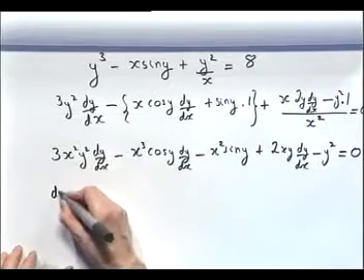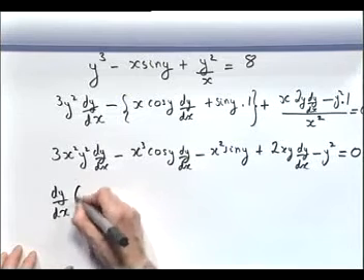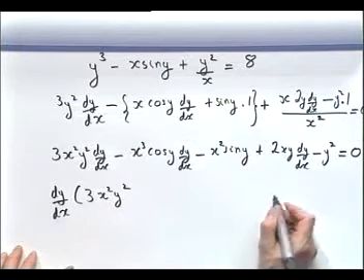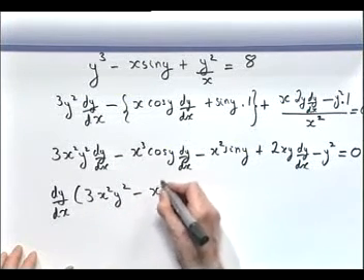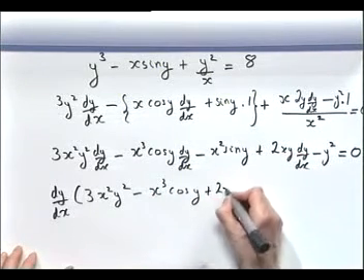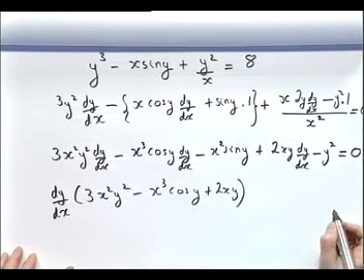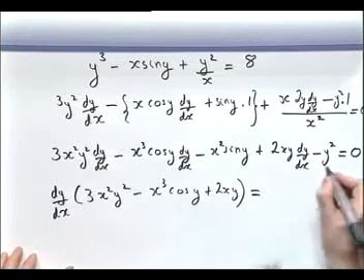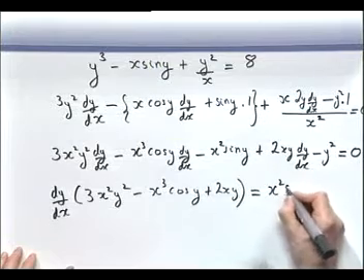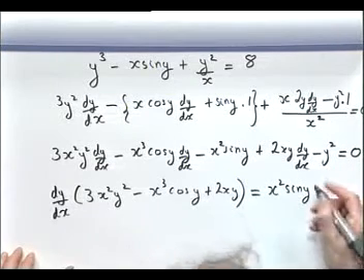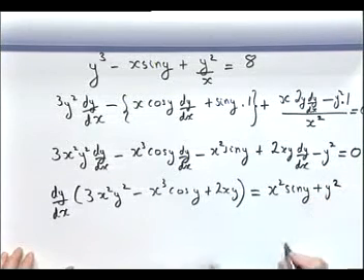Now let's get together all the terms in dy by dx. So we have dy by dx times this term, 3x squared y squared, this term, minus x cubed cos y, this term, plus 2xy. And here I've got minus x squared sine y. Well, I think I want to add that to the other side, so that's plus x squared sine y. And here I've got minus y squared. Again, I think I want to add that to both sides, so I get plus y squared over there.